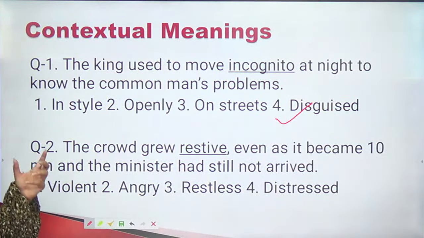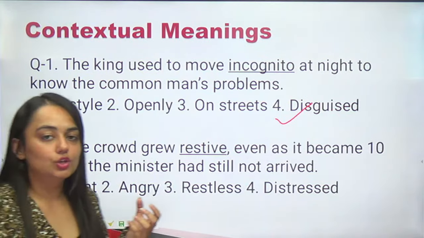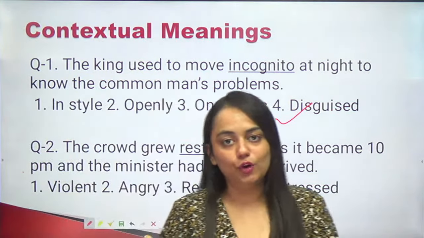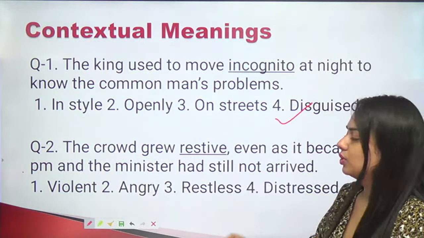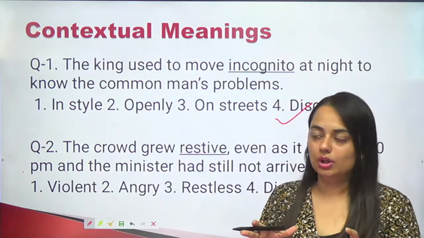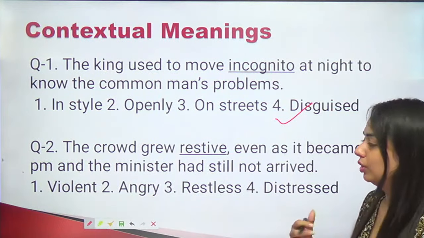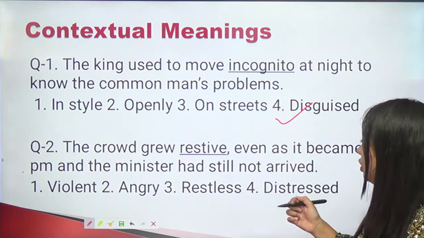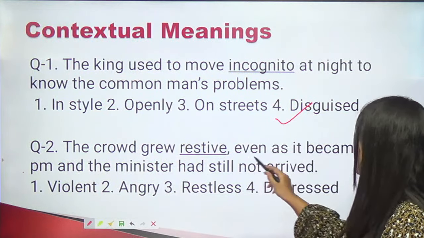Similarly, if you look at the next option, the crowd grew restive even as it became 10 p.m. and the minister had still not arrived. So what do we have to do? We have to look for the trigger words like the crowd grew restive. This word is showing some quality of the crowd. Now, what is that quality, and what was the reason for that disposition of the audience? So even as it became 10 p.m.